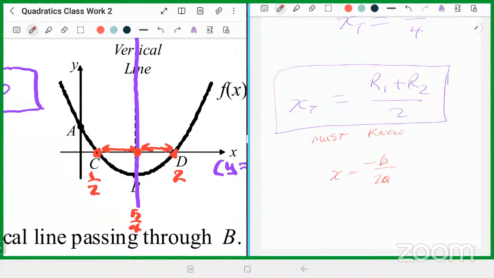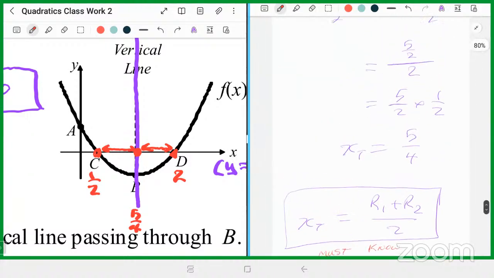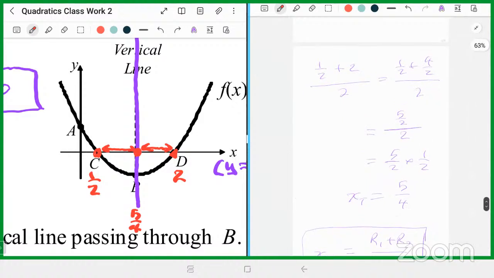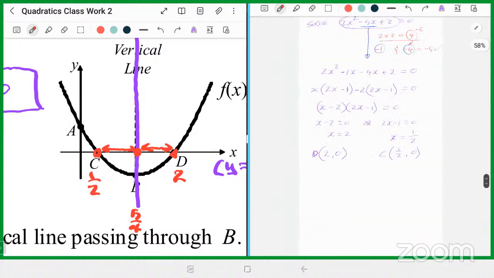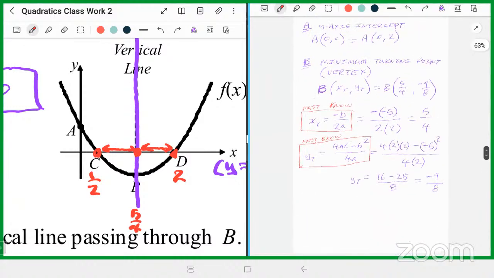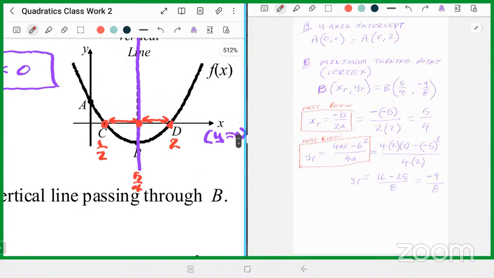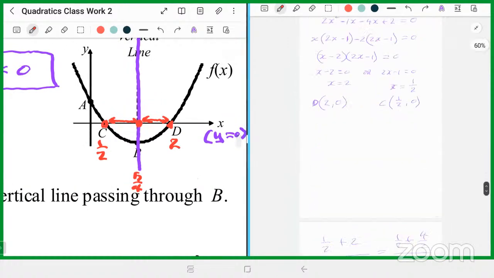Sir, can we do the last part, please? Which last part? Right here? Yes, sir. It's not a part of the question. I'm just showing you that if you average two roots, you're going to get the x value at the turning point. We already know that the x value at the turning point is 5 over 4. We did it from the first part up here. I'm taking the opportunity to show you something that was not really a part of the question.